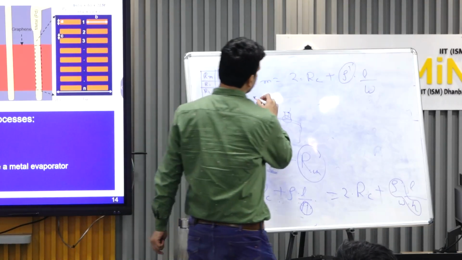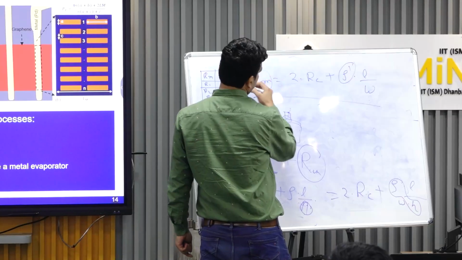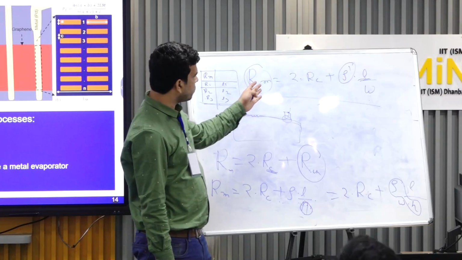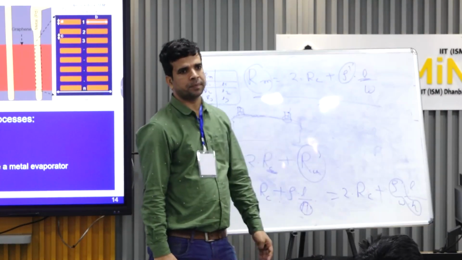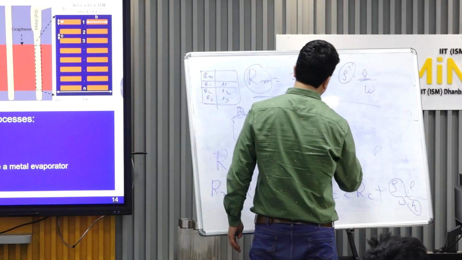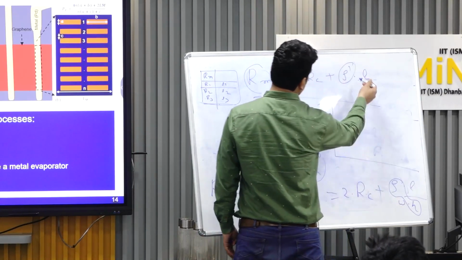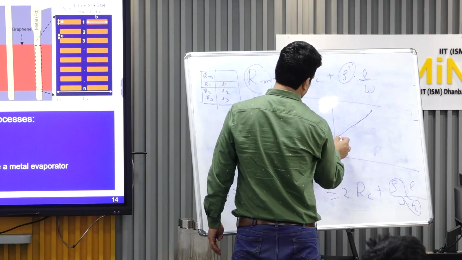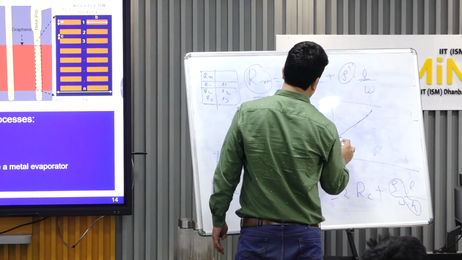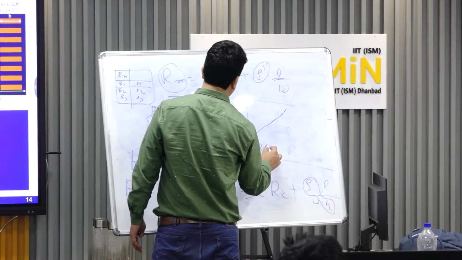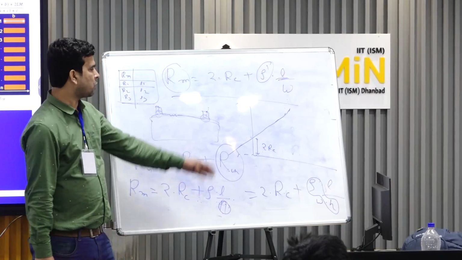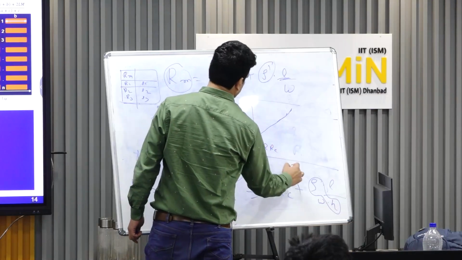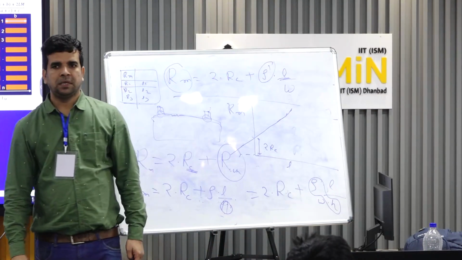So if you take this equation, where RM and L are the independent variables, and plot it, it's your standard y equal to mx plus c, a linear equation, right? So this plot will come like this. The slope will be rho prime by W, and the intercept will be 2RC. If you plot this equation, here your RM and here your L. Is it fine for you?